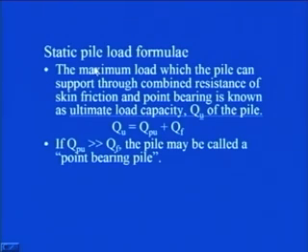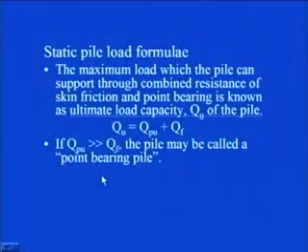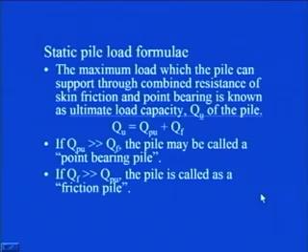That means the soil surrounding the pile shaft is such that it is not able to mobilize that much of the friction resistance as compared to the ultimate point load. So, mainly the pile resists the load through point bearing, that is this QPU is quite higher as compared to QF. In that case the pile is called a point bearing pile.